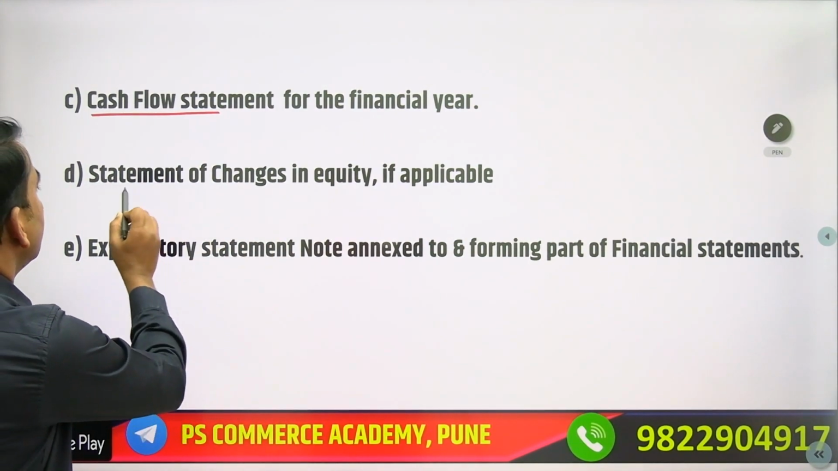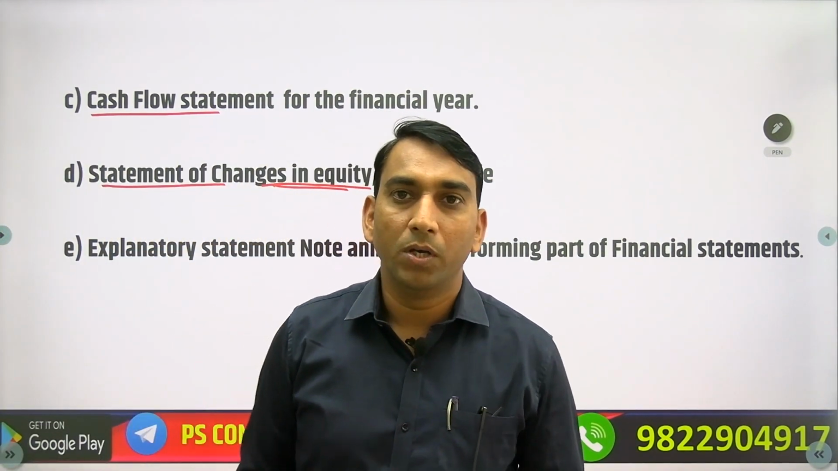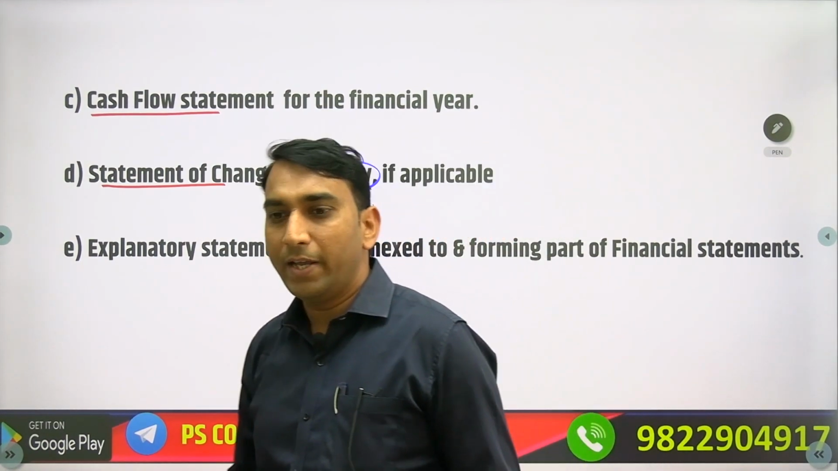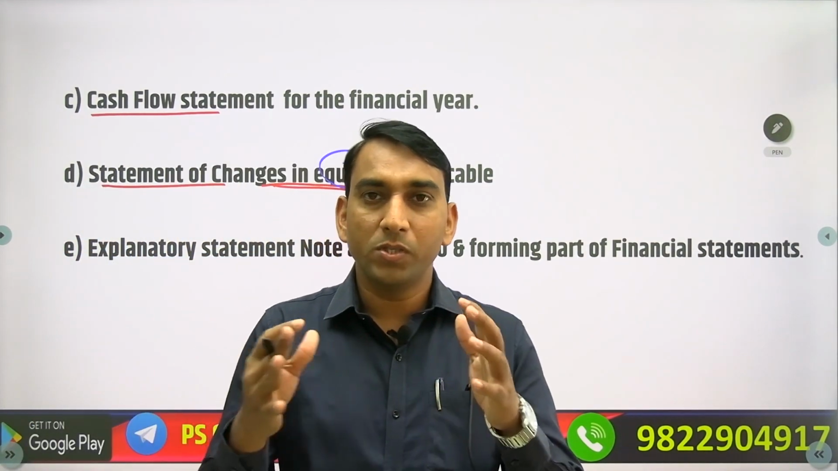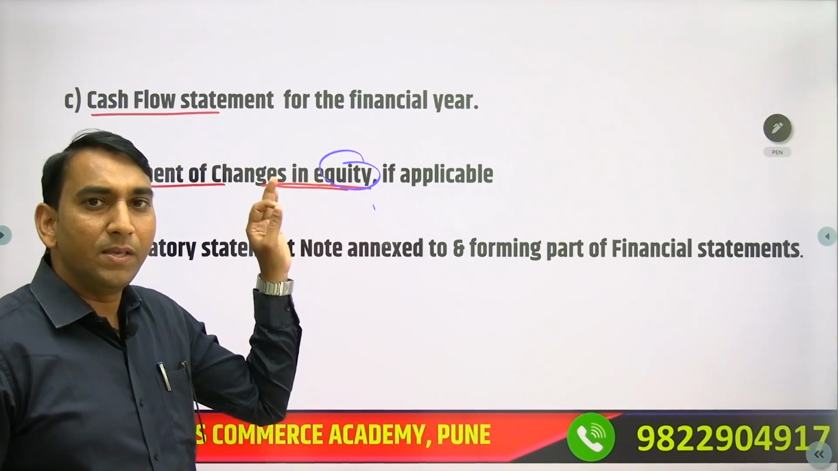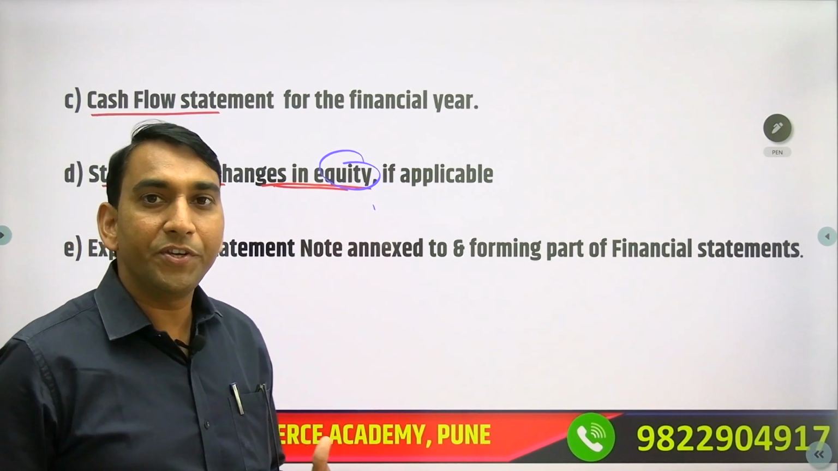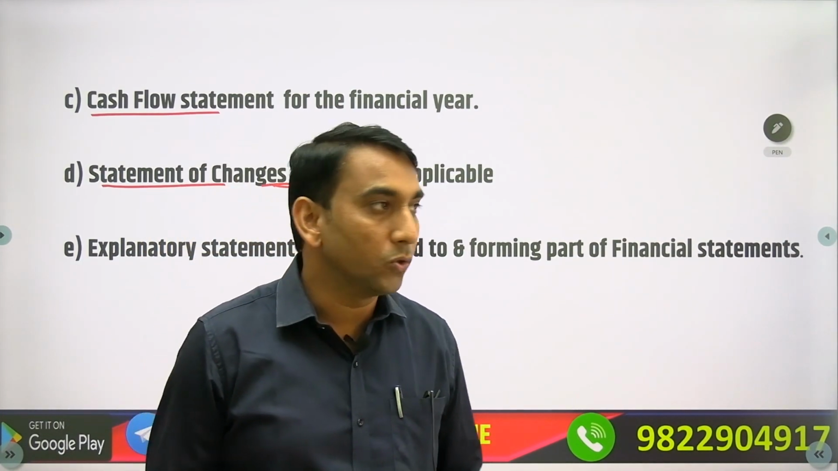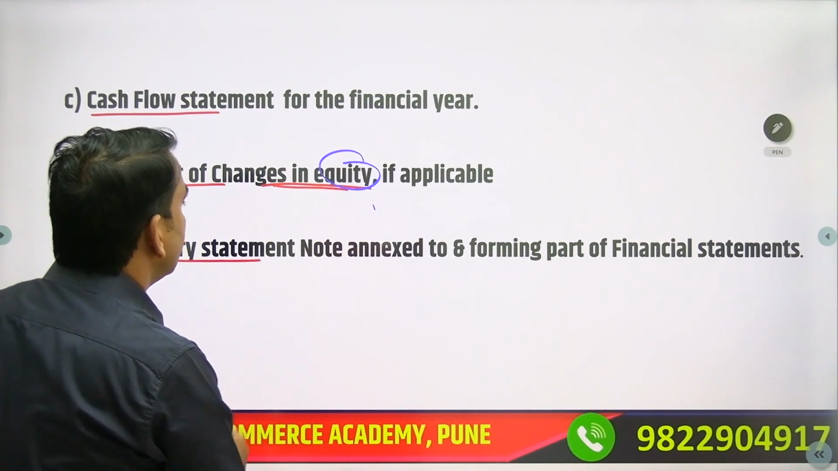After that we have a statement of changes in equity, also called the schedule showing changes in the equity. Now what is this equity? We'll discuss this word equity in a later part. In simple words, equity means your share capital and reserve and surplus. The equity shareholders' fund includes the reserve and surplus also. So that also is a part of the financial statement. Then explanatory statement, notes annexed to or forming part of the financial statement.